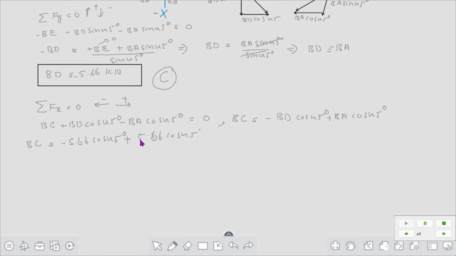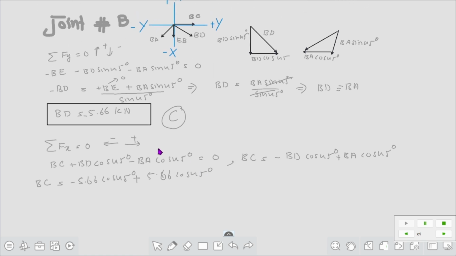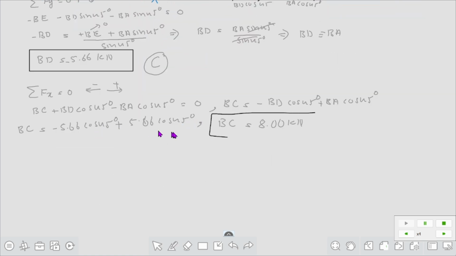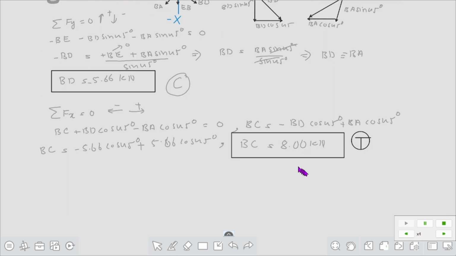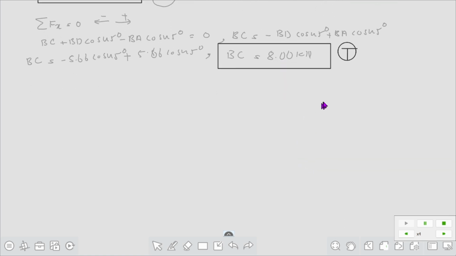So 5.66 cos of 45 degree. If you calculate it on calculator, so BC will equal to 8 kilonewton. And the positive sign shows that my assumption was right, it is in tension.